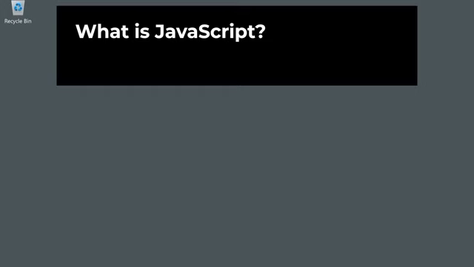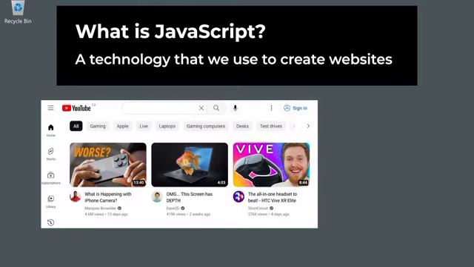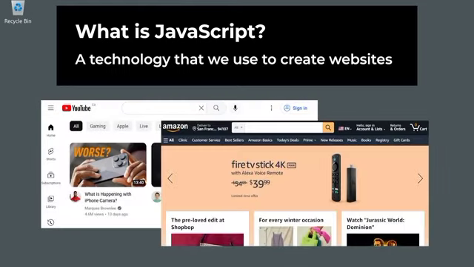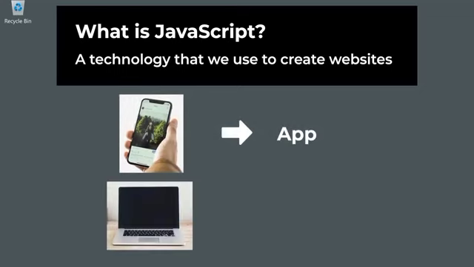We're going to start from the very basics of JavaScript and build our way up step by step. First of all, what is JavaScript? JavaScript is a technology that we use to create websites. A website is like YouTube.com or Amazon.com. It's how we access YouTube and Amazon on our computer. If we were using a phone, we usually use an app, but on our computer, we use a website.